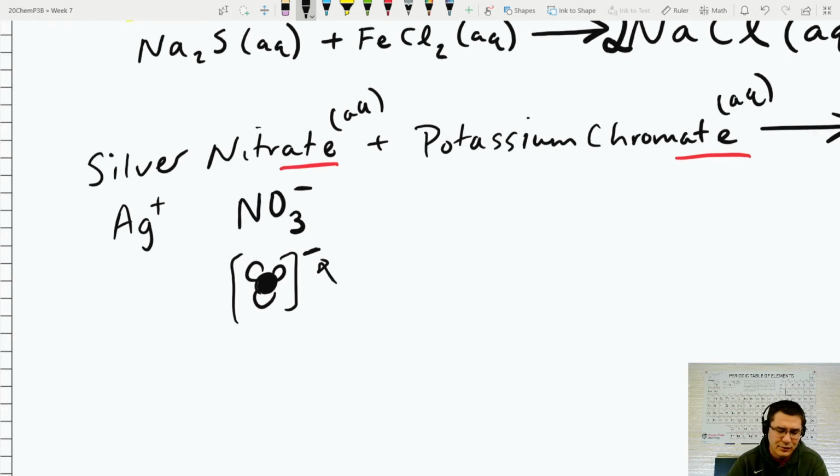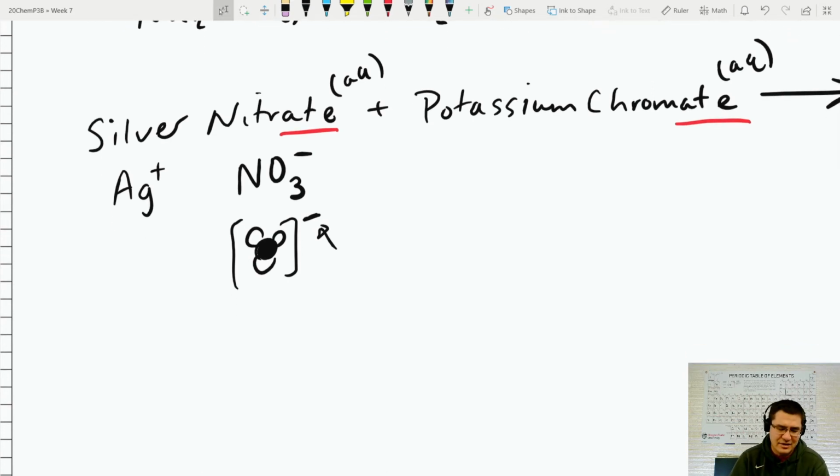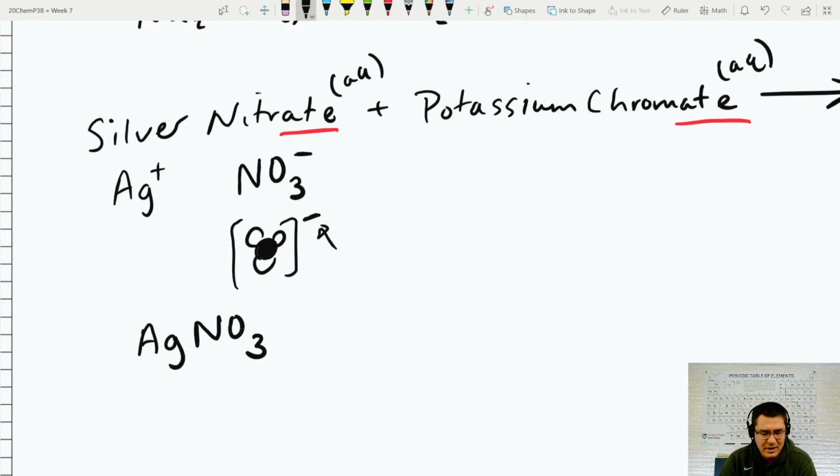So when we write the chemical formula for silver nitrate, we still balance the charge. I need one silver and one nitrate. So a plus charge and a minus charge balance together to make a neutral ionic compound. Then I get silver nitrate. And we're going to do the same for potassium chromate. So potassium, I look up, it's a group 1 element. So it has a plus charge.